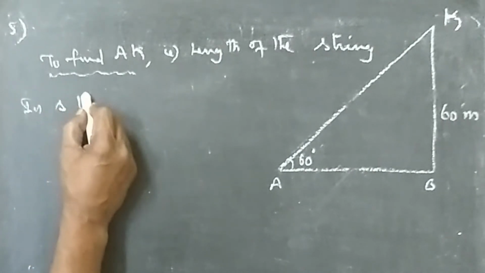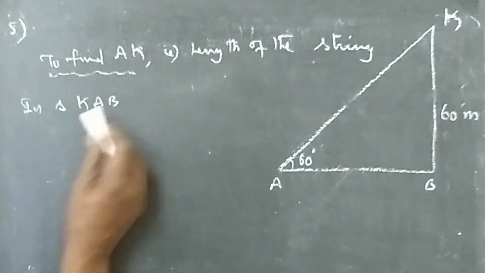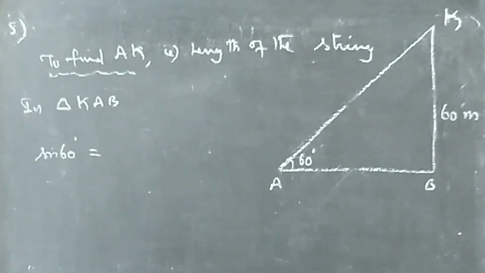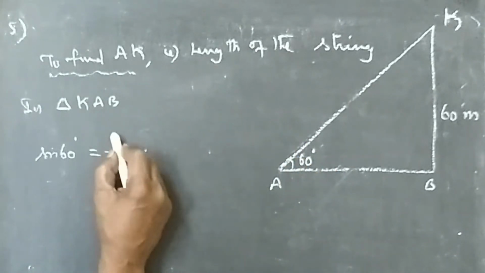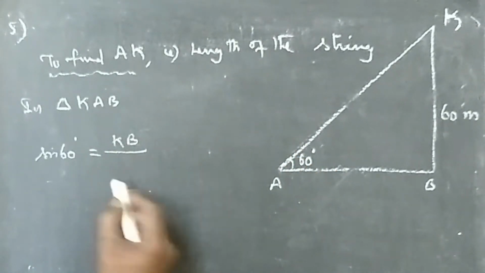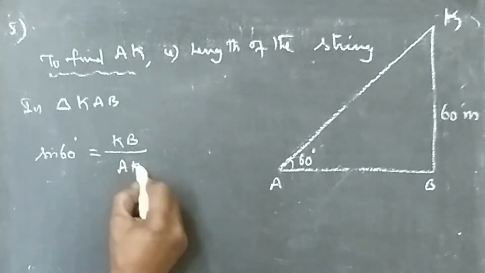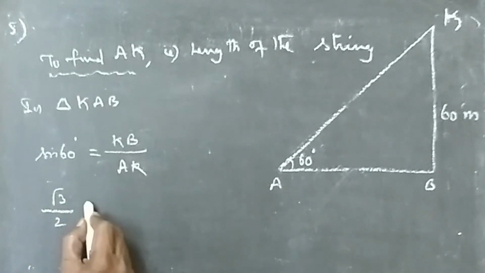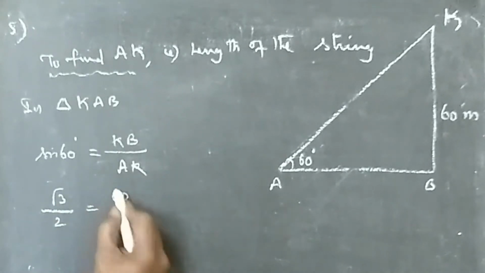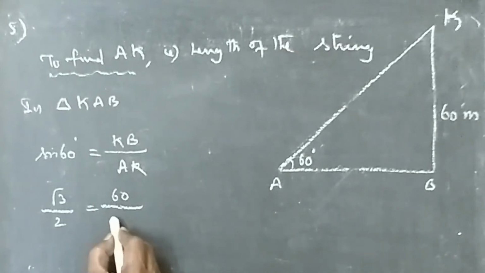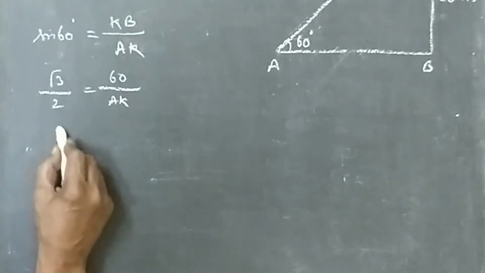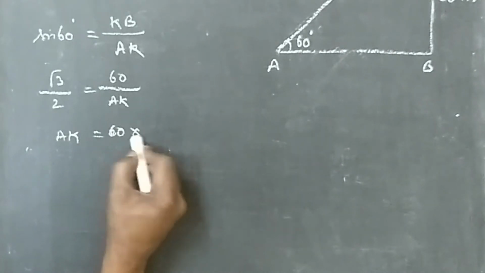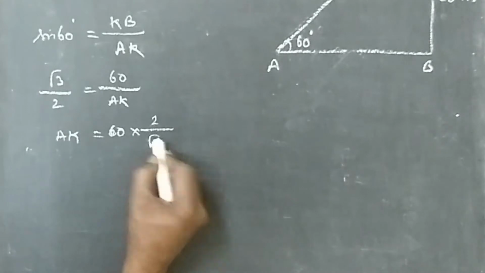In triangle KAB, sin 60 is equal to the opposite side, that is KB, by the hypotenuse AK. Now sin 60 is nothing but root 3 by 2, which is equal to 60 by AK. Now AK is equal to 60 into 2 by root 3.